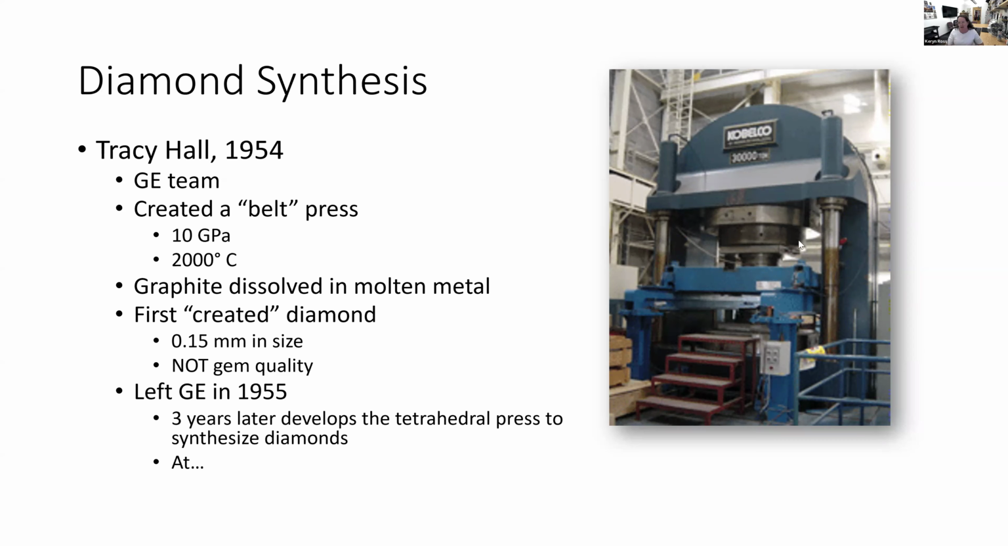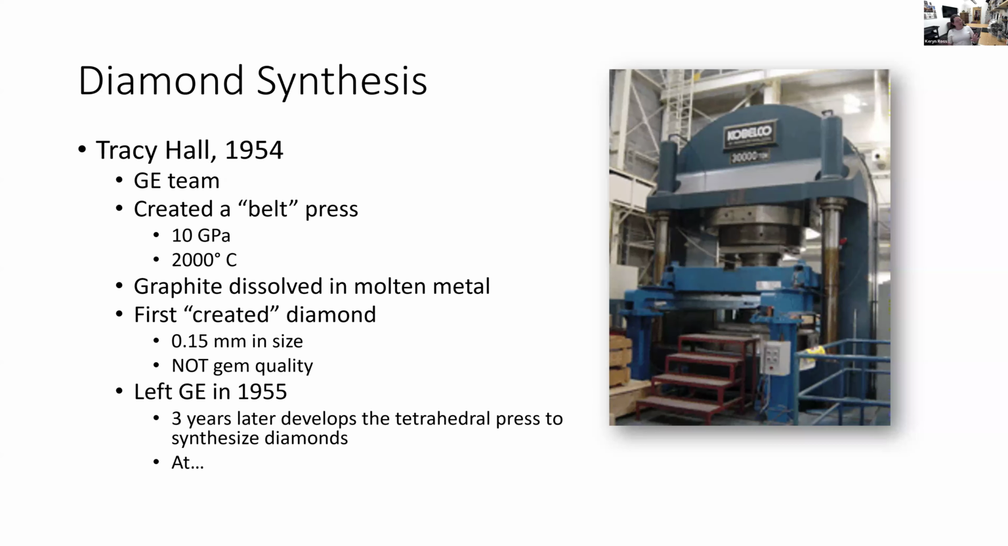Now he can't use the same idea because this was owned by GE, because he was working for GE when he did it. But what he actually ends up doing is he goes to this other place. He changes things, and he develops what's known as the tetrahedral press. The tetrahedral press comes at it in four different directions, and because of that, it is able to more easily create the pressure and the temperature that is needed.